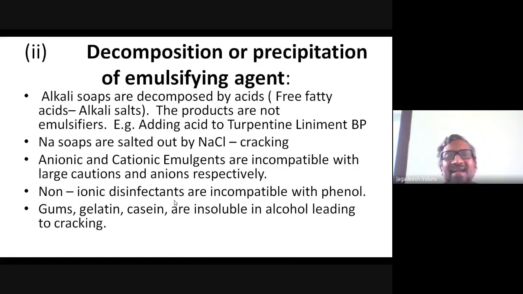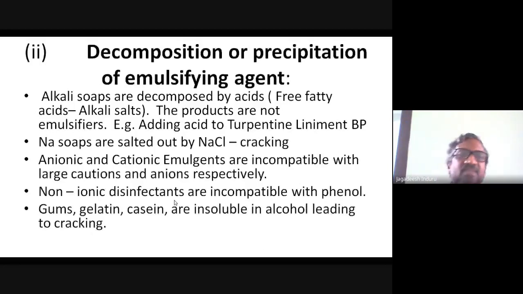So anionic and cationic emulsions are incompatible, as we have already seen, and when they are added, the emulsion will also crack. Non-ionic emulsifiers are incompatible with phenol, so we should not add both. Most of the times the surface active agent itself will have some action as a preservative, like cetrimide, so such actions also need to be seen. Gums, gelatin and casein are insoluble in alcohol, leading to cracking if you add alcohol as a preservative, because they get precipitated and the emulsion cracks.